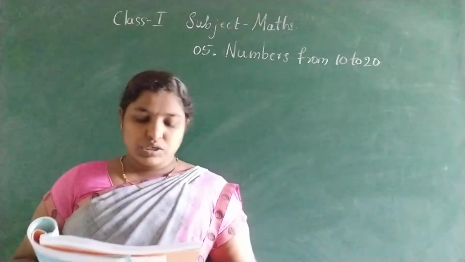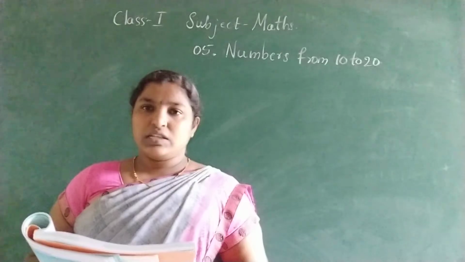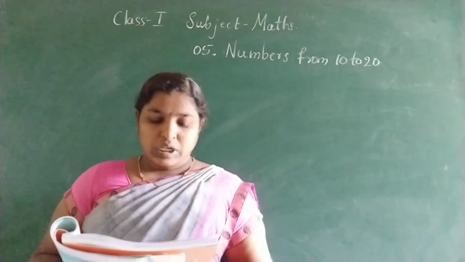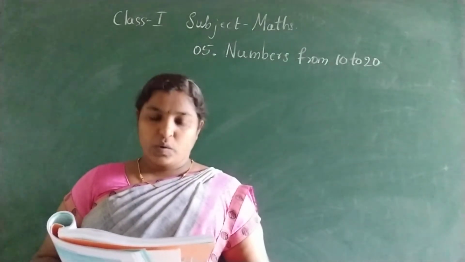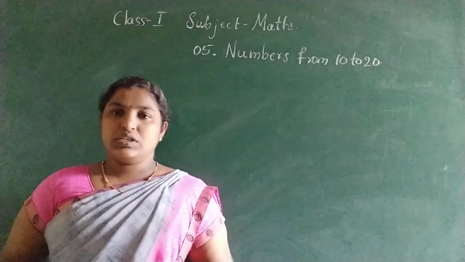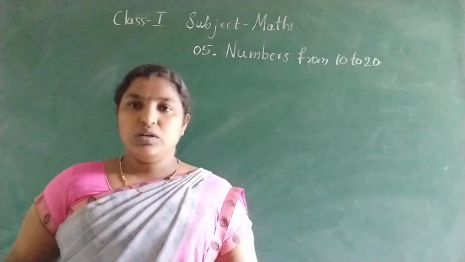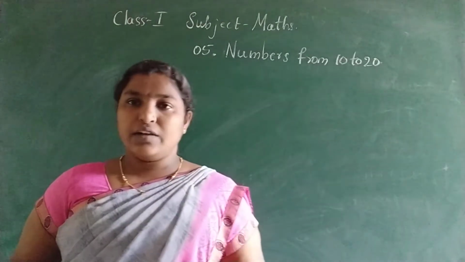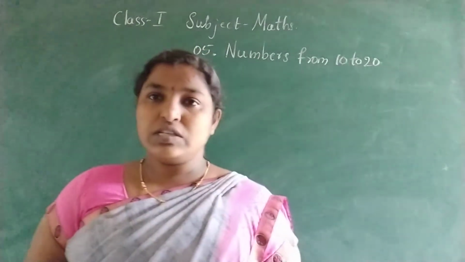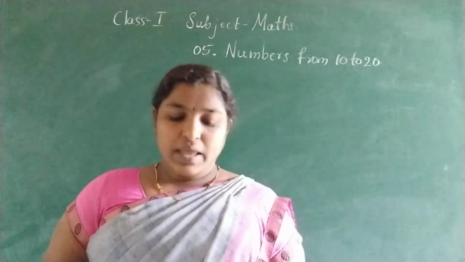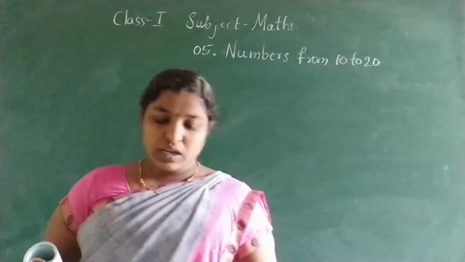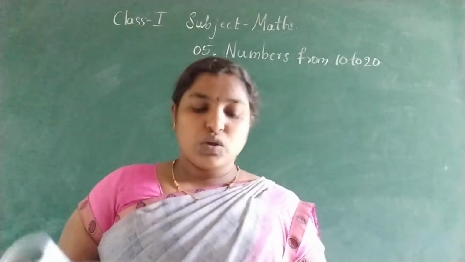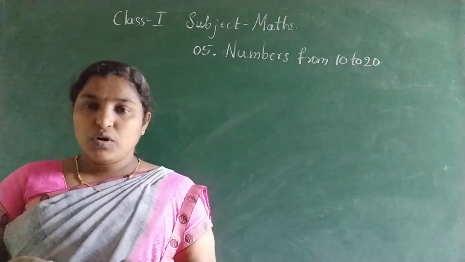Let us learn about developing the concept of tens and ones, number sequences 10 to 20, comparison of numbers up to 20, and ordinal numbers. These are the concepts you are going to learn in this lesson. So get set, go. Look at your book.